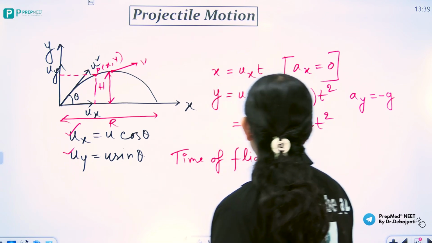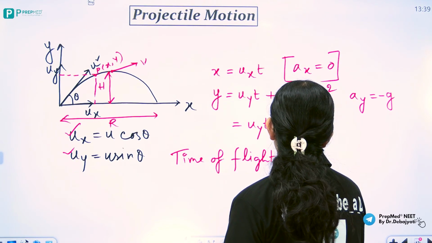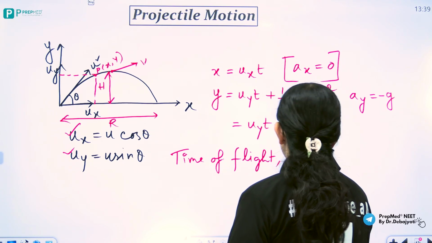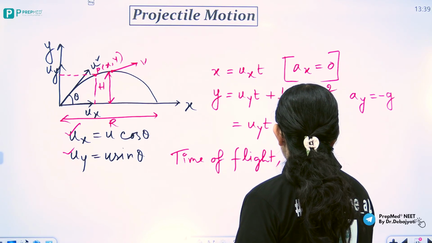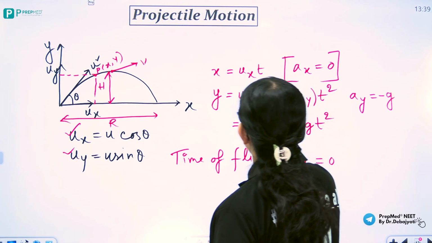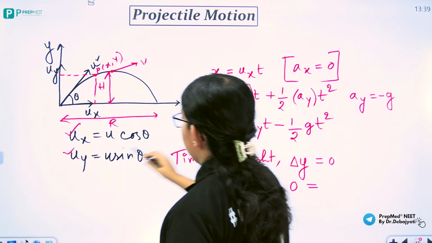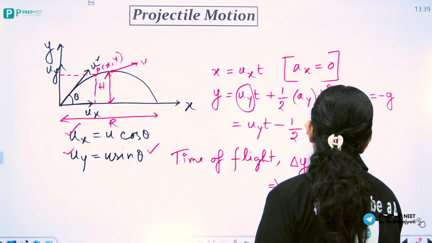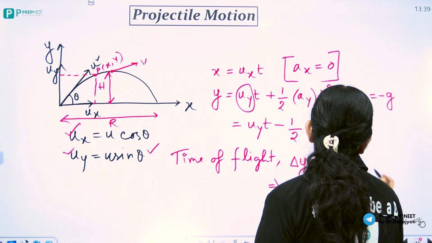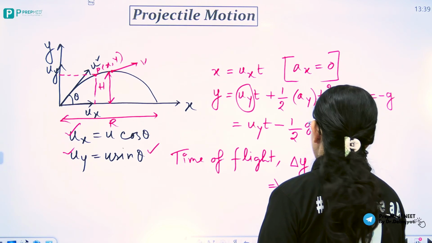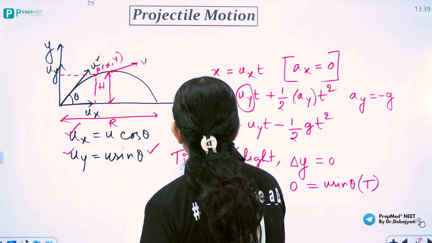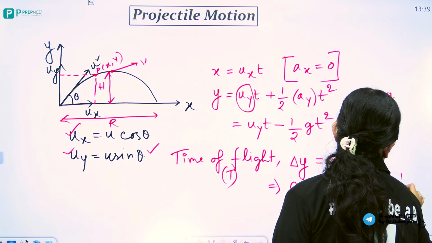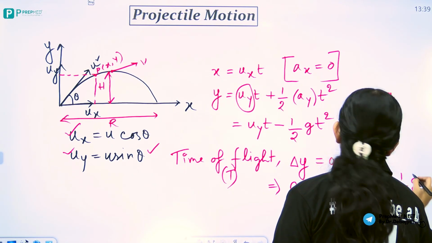So in this case del y is 0. Accordingly we can write 0 equals uyt minus half g t square. Uy is what? Uy is u sin theta. So u sin theta into t, where t is the time of flight, we are assuming it as t, minus half g t square.